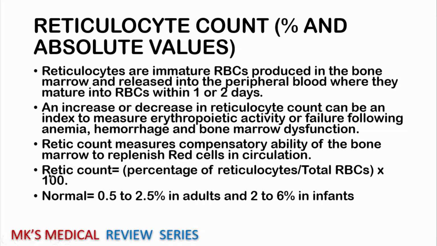Moving on to the reticulocytes, we usually measure the percentage and the absolute values. Sometimes this may not typically be there on your usual hemogram or your usual FBC. So the reticulocytes are these immature red blood cells that are produced by the bone marrow, like I told you, and they're released in the peripheral blood, where they mature into red blood cells about 1 or 2 days after their release.